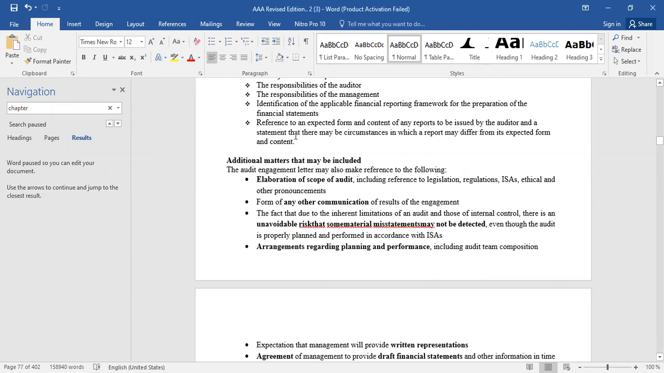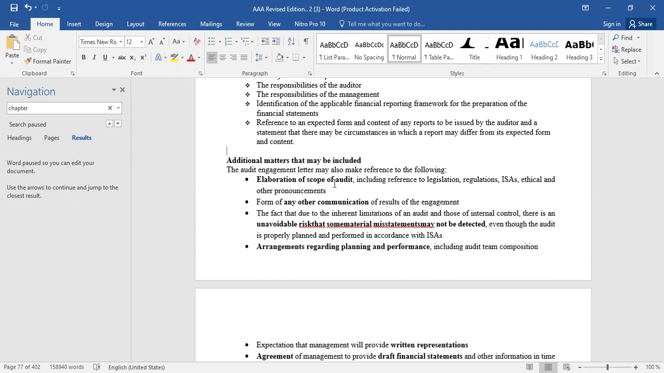Hapa tumesema reference to expected form and content of any report. The letter of engagement makes reference to the expected form and content of the report. So it shows you what is the form of report, what is the content of that particular report. That is number one. We are being told that other additional matters that may be included in the engagement letter as a reference are an elaboration of the scope. It will show the scope of the engagement.